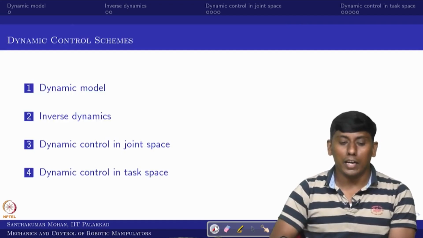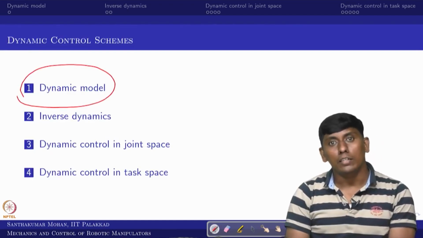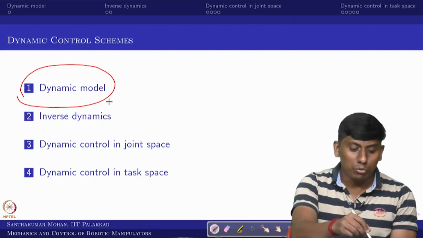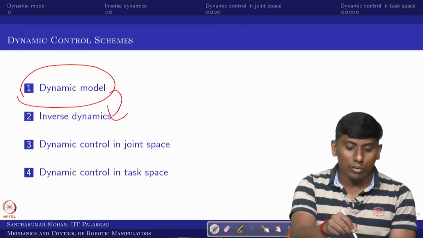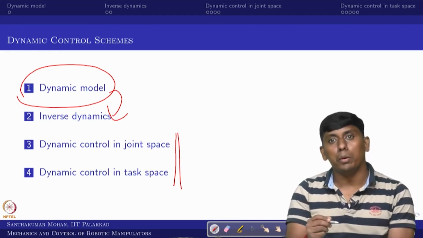So in that sense we are trying to see how to portray the dynamic model in a block diagram approach. And then we will move to the inverse dynamics, then we will come to the dynamic control, where the feedback element also comes into the picture.